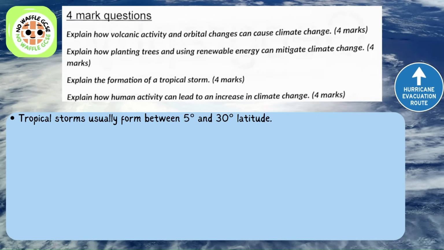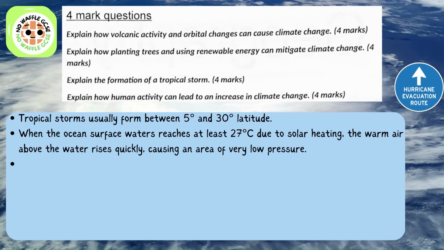Why is it happening at the equator? Because that's the hottest part of the Earth, where the Earth is receiving the greatest amount of solar radiation from the sun. Okay, the next step. When the ocean surface water reaches at least 27 degrees Celsius because of the sun heating it, the warm air above the water rises quickly, and this creates an area of very low pressure. Remember, low pressure, warm air rises.